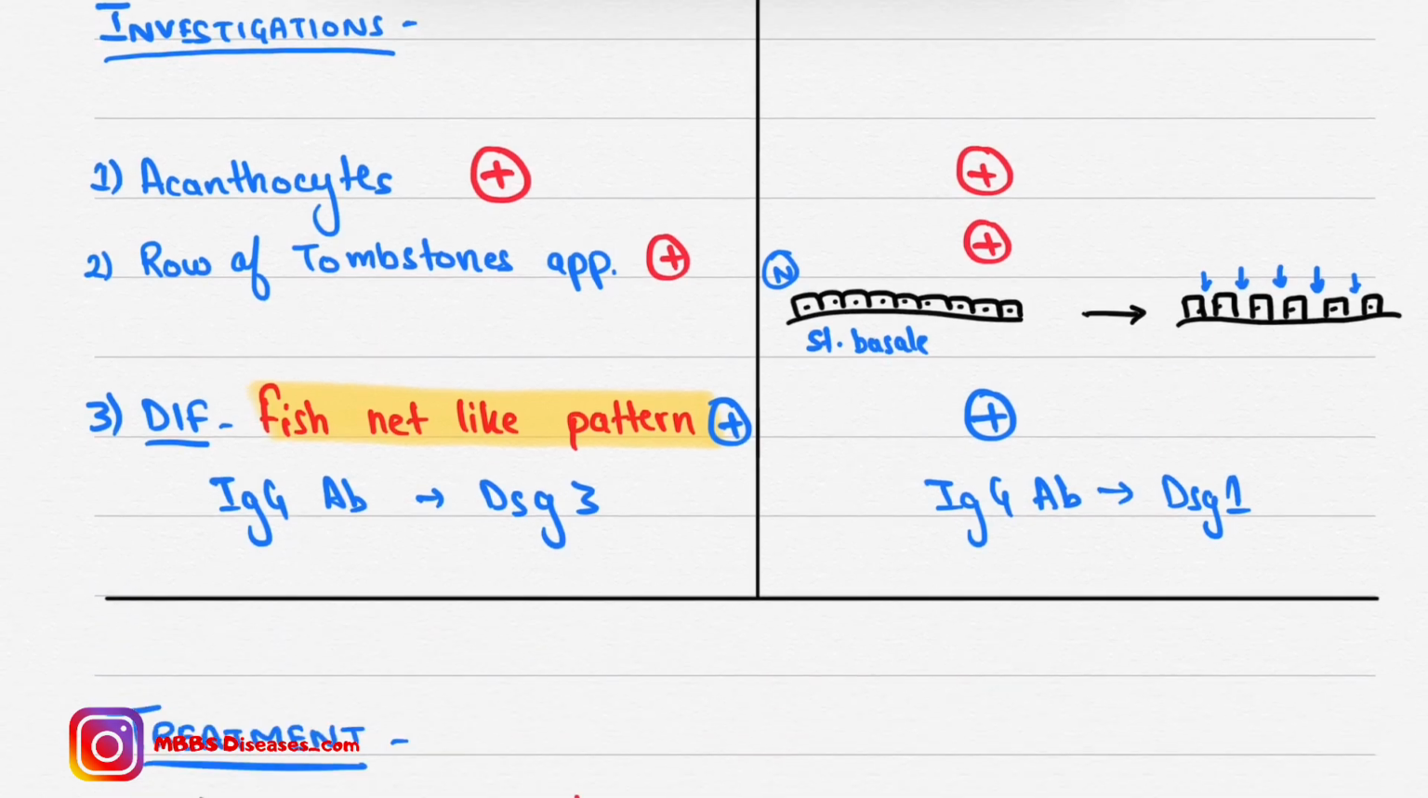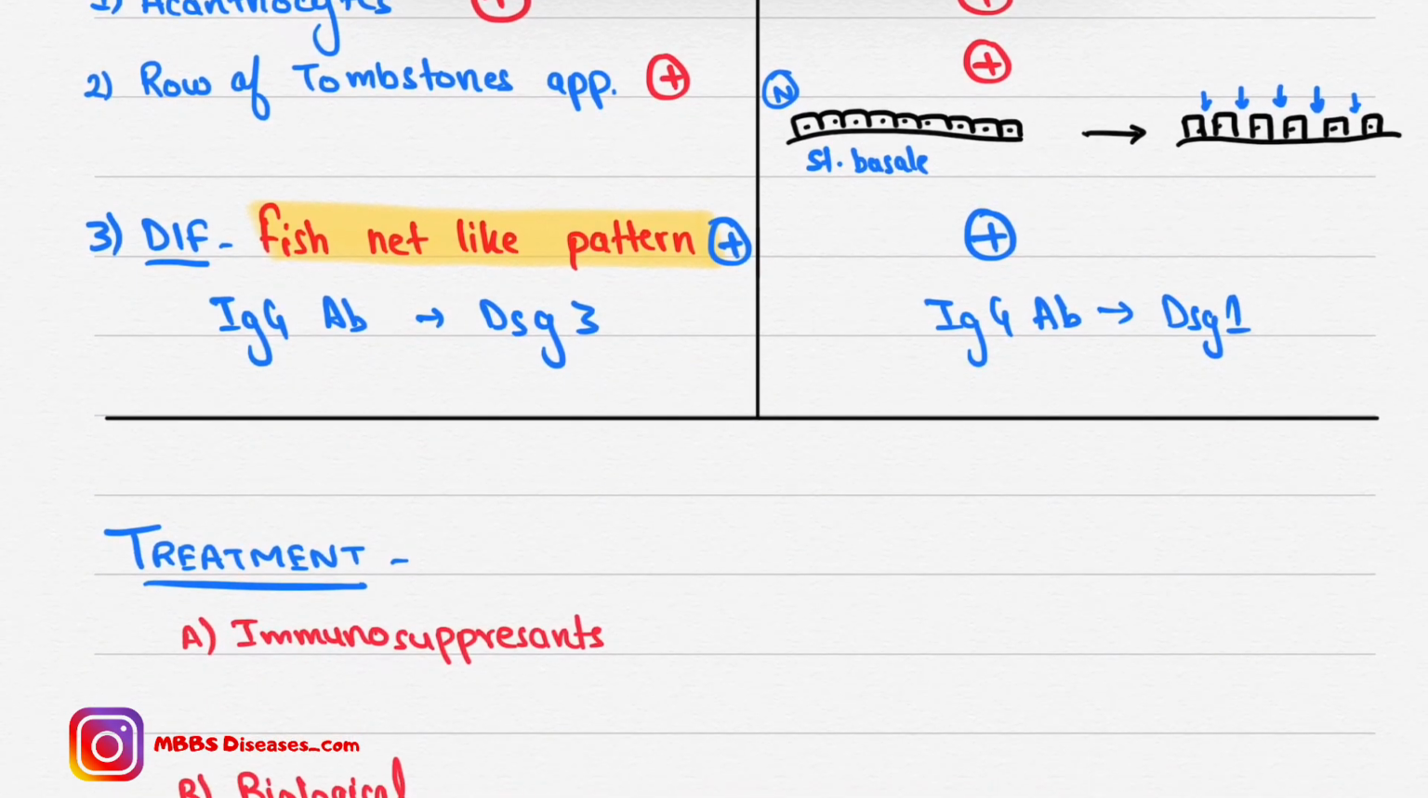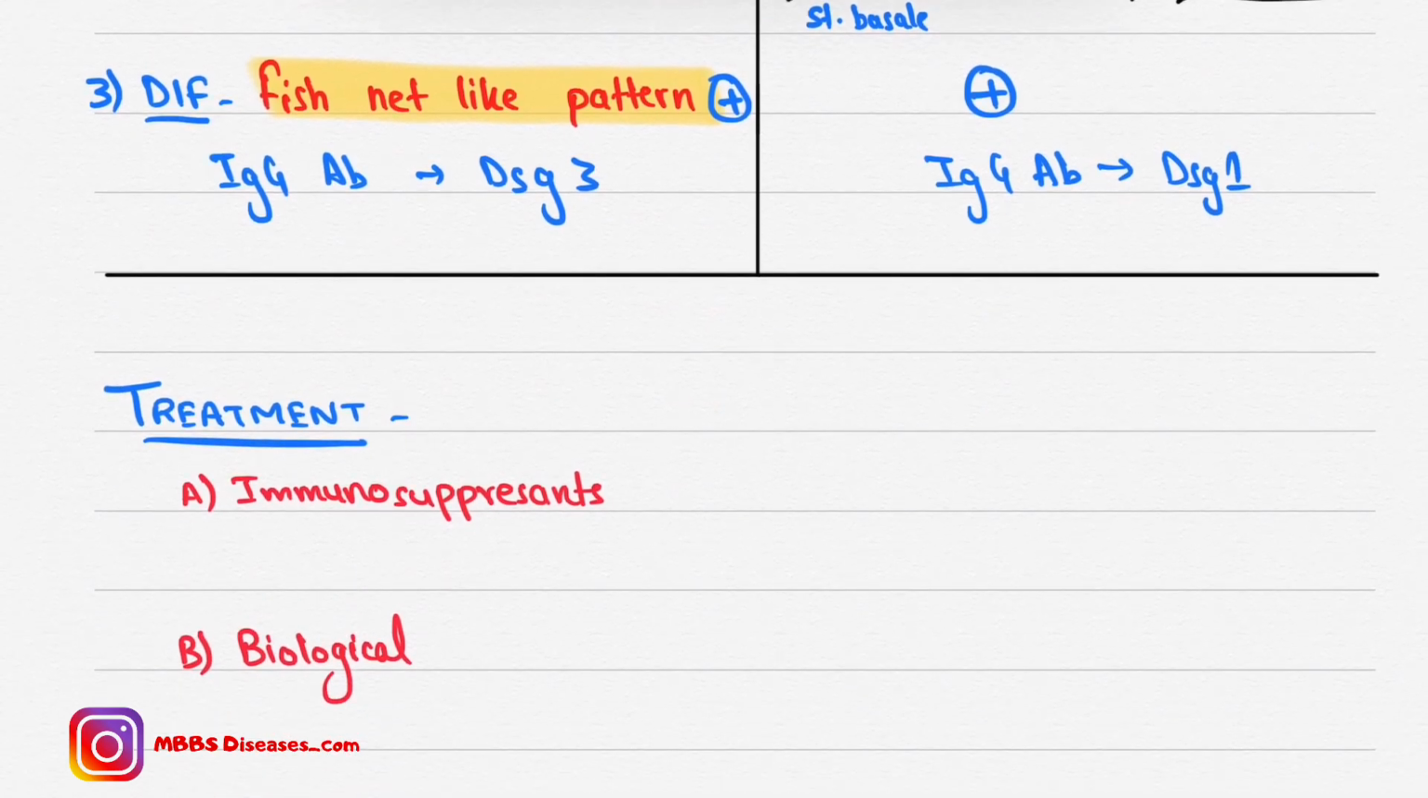Now coming to the treatment part. What we will give in the treatment: we can give immunosuppressants because it is an immunological condition, and we can also give biological agents. So what are the immunosuppressant agents? We can either give steroids, which is dexamethasone. We can also give azathioprine, or cyclophosphamide can also be given. And in the biological agents we can give rituximab. This rituximab is an anti-CD20. Okay, so this is about the treatment.